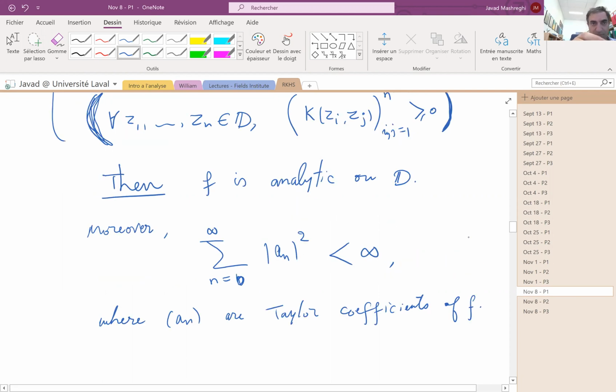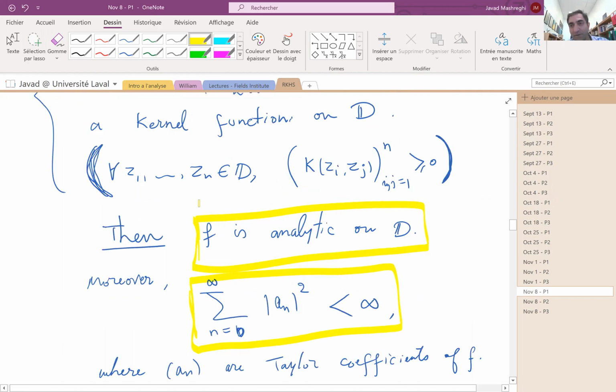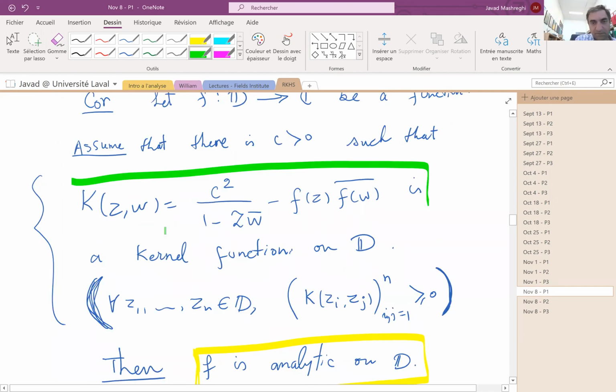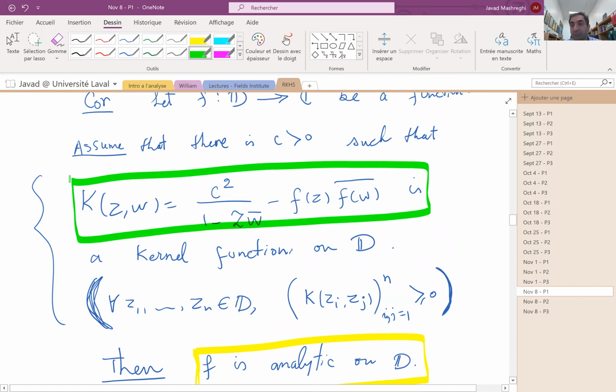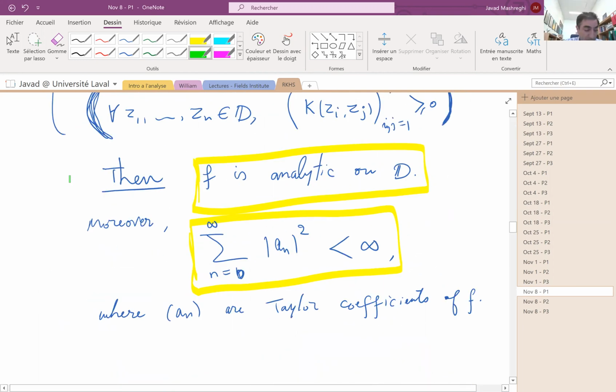So we have two other unexpected results in complex analysis from an assumption in linear algebra. Just by verifying something is positive, you conclude that the function is analytic and its Taylor coefficients are square summable. It's quite fantastic results. Really a surprise. And you can do this with all functions, with all RKHS that you have seen up to now.